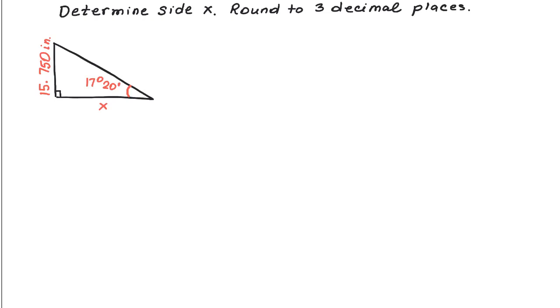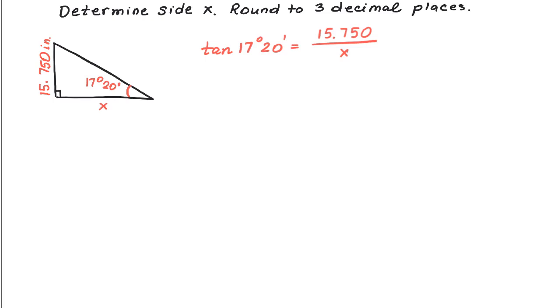find the adjacent side, we know that we have to use the tangent function, because tangent is opposite divided by adjacent. So tangent of angle 17 degrees and 20 minutes equals the opposite side, which is 15.750 divided by the adjacent side, which is x. First, we have to solve this equation for x.